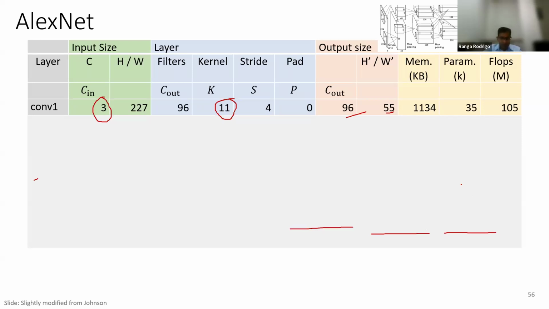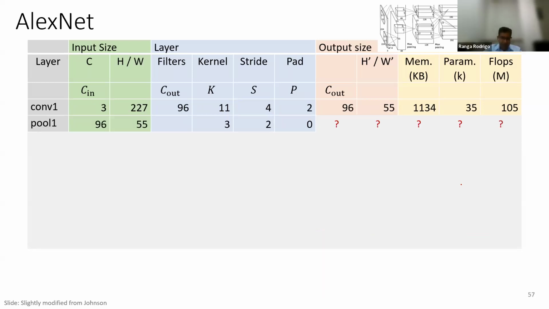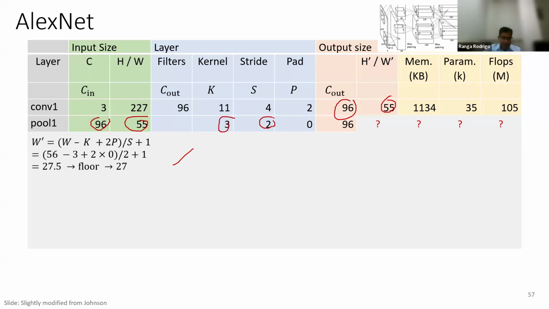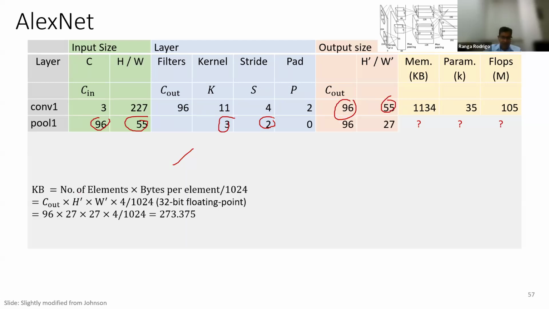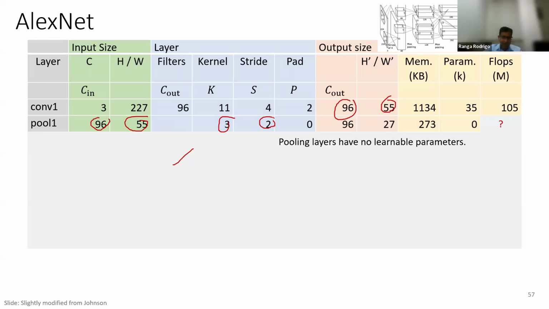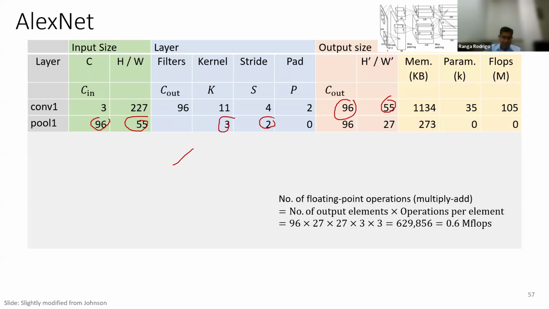Okay, let's move forward. I will not do it for all the other ones. Let's consider only the pooling one. The input size that it receives is 55, obviously, and the input number of channels is 96 from the output number of channels here. So these get reflected there. You can see kernel size is 3 and the stride is 2. So we can compute the output size, W prime, and so on. 27 is what you get, and then memory, and then no parameters and no computations. Yeah, it's almost zero, right?